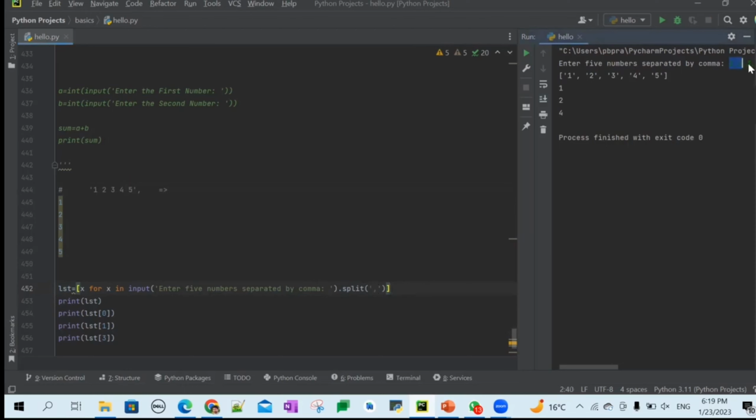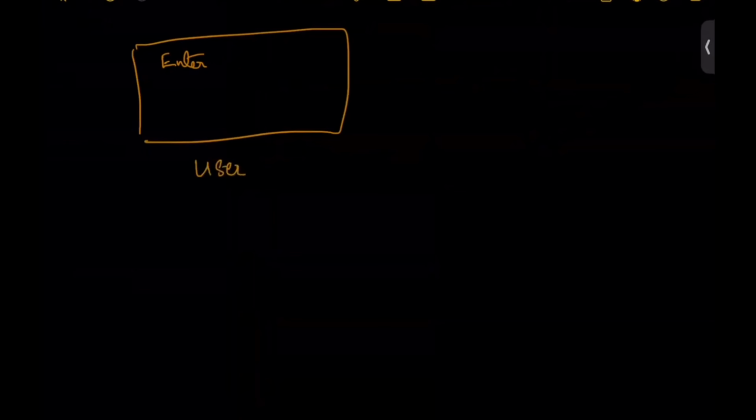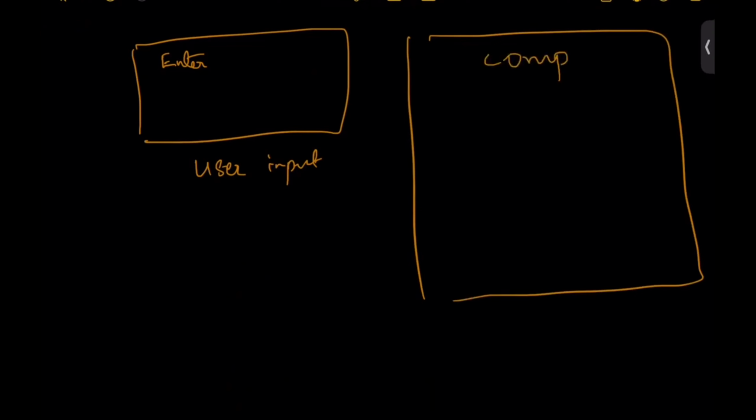So what happens when you enter this? Let me show you my screen and explain once. This is the user's website, where the user inputs values, and this is the code that is running inside the computer, which we cannot see. Now if I enter values like 1 space 2 space 3 space 4 space 5, this statement takes the value.